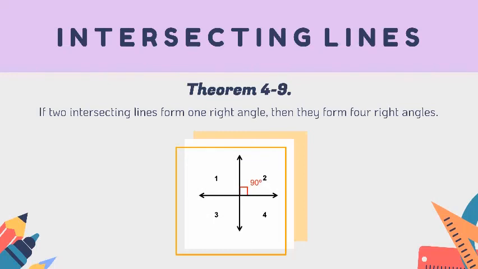There are certain theorems which we can use as the reason for steps 1 and 5. The reason for step 2 is a postulate. The reasons for steps 3 and 4 are definitions. From this, we can say that if two intersecting lines form one right angle, then they form four right angles.